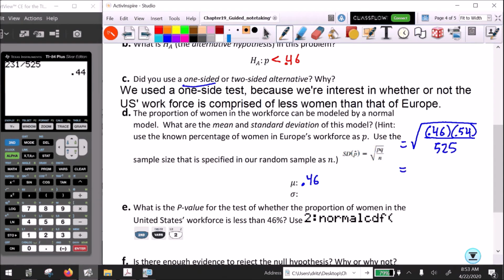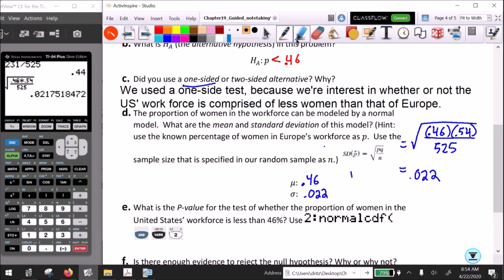What does this equal? Type this in the calculator: the square root of 0.46 multiplied by 0.54 over 525. That's 0.022 if you round it. Actually, should I round to 2 decimal places or 3? I'll round to 3 decimal places.